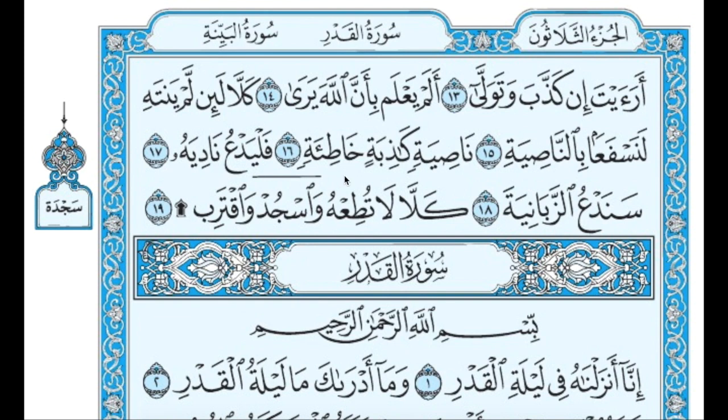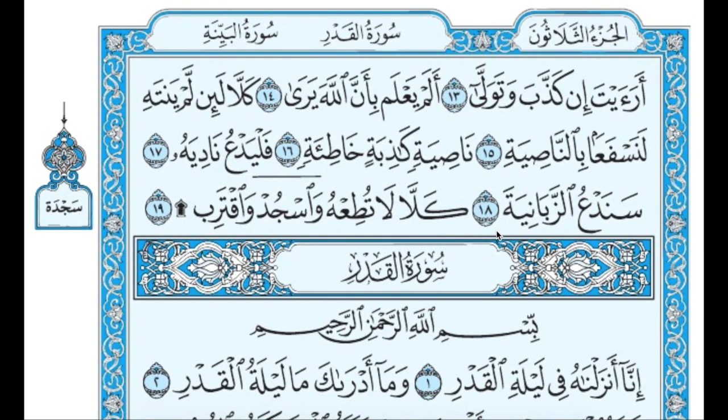All right, he's saying this forelock is a lying forelock. In other words, when talking about the forelock, meaning the aql, the intellect of this person, he tells lies and makes big mistakes. فليدعو نادية. Let him call his people. The nadi is someone's group, or a place of meeting. So let him call on the people, his little gang.